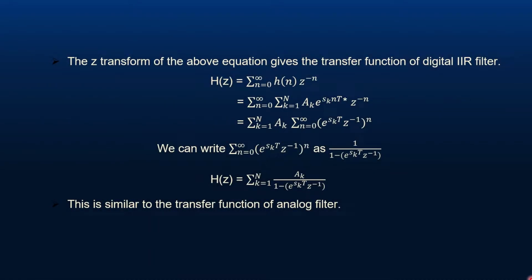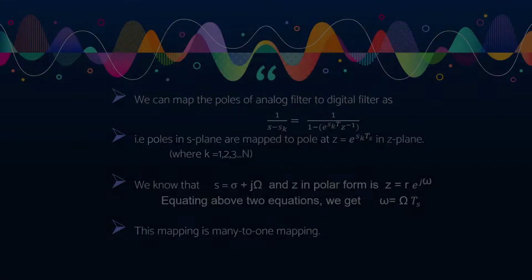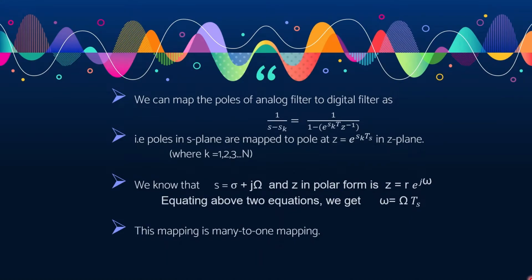The z transform of the above equation gives the transfer function of the IIR filter as H(z) is the summation of k from 1 to N of Ak/(1 - e^(sk Ts) z^-1). This is similar to the transfer function of the analog filter. We can map the poles of the analog filter to the digital filter as 1/(s - sk) becomes 1/(1 - e^(sk Ts) z^-1). That is, poles in the s plane are mapped to the pole at z = e^(sk Ts) in the z plane, where k ranges from 1 to N, N being the order of the filter.